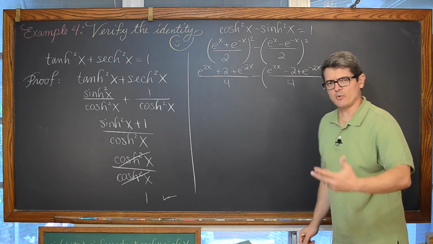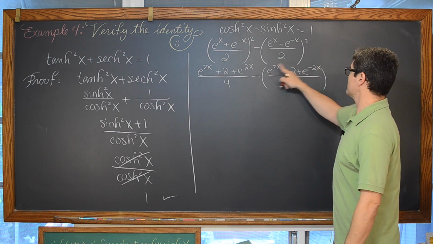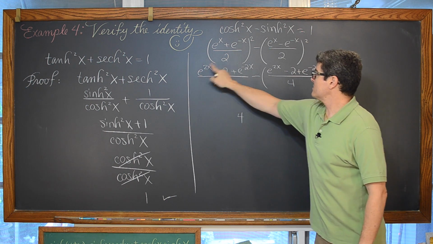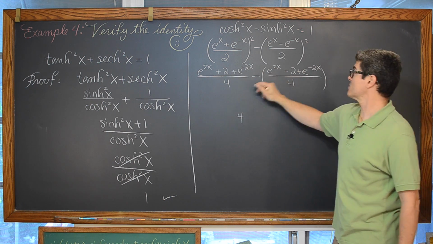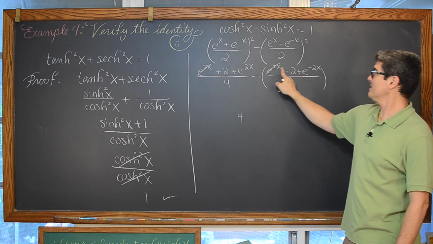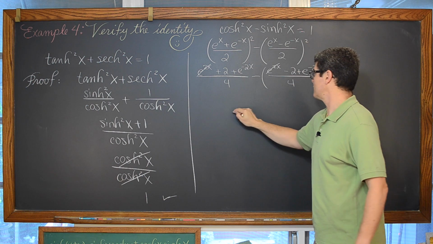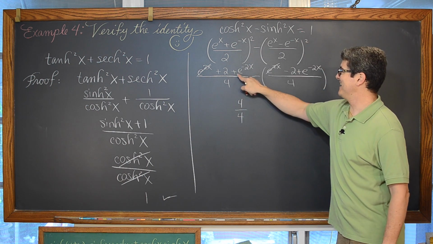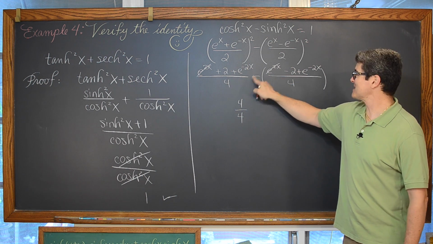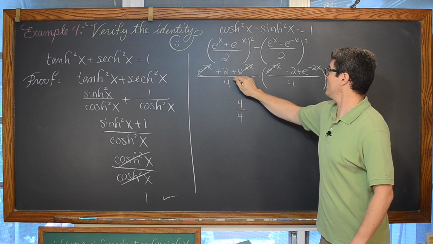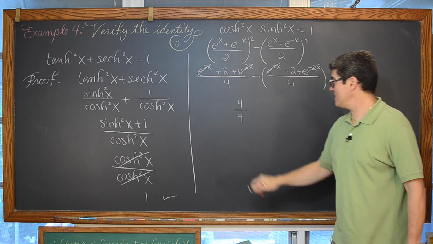And I don't think by this point in calculus I need to rewrite that distributing the negative sign. So we have a common denominator of 4. We have e to the 2x minus e to the 2x, which is going to cancel out. We have positive 2 minus a negative 2, which is 2 plus 2, which is 4. And hopefully that's all the bigger I need to make that fraction bar. e to the negative 2x minus e to the negative 2x, those are going to cancel out as well. And we have 4 over 4 is equal to 1.